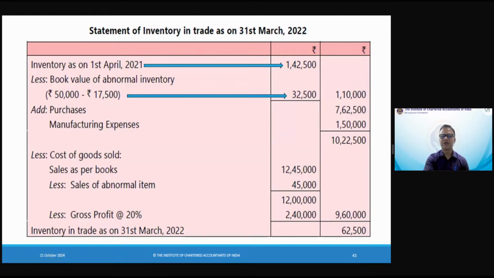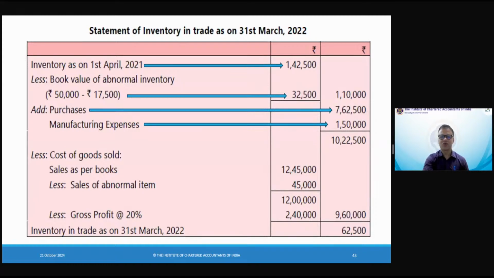From 1,50,000 you have to deduct 17,500. You get 2,500. And you add the purchases, whatever happens, 7,62,500. Manufacturing expenses, 1,50,000. So you get 10,22,500. This is the total value of the inventories you got. When you write down some inventories, you added the purchases.